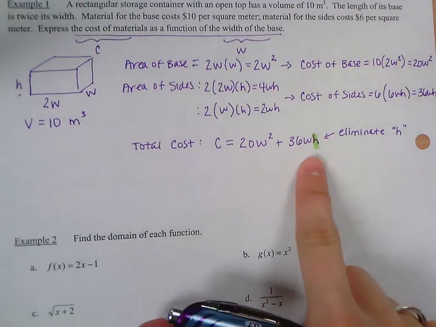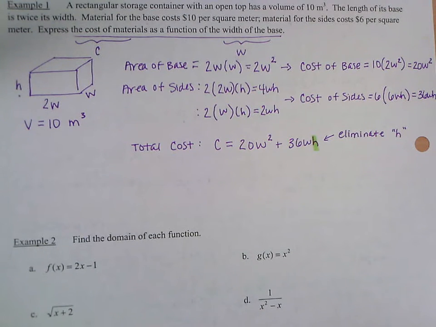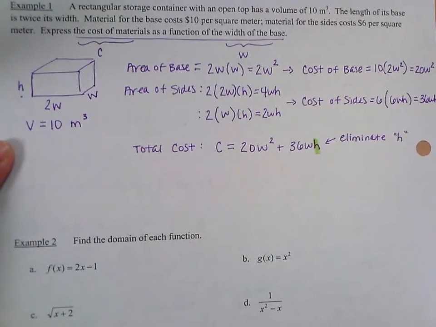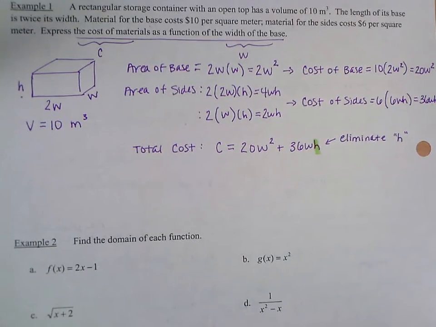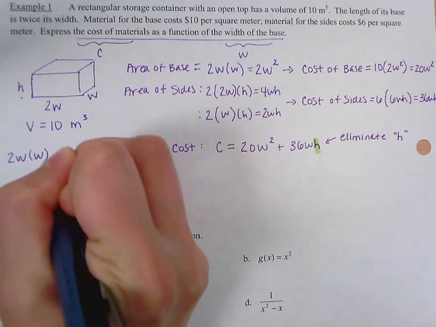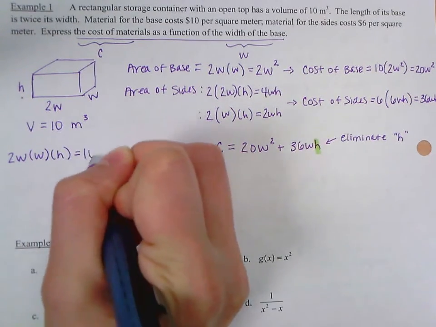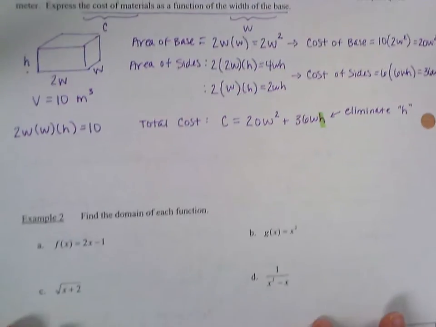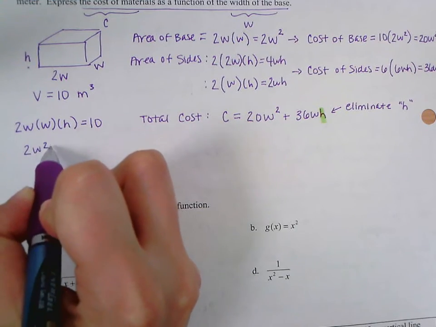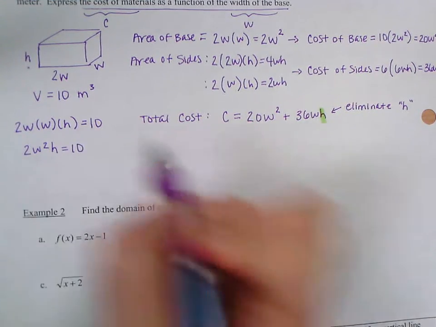So anytime you have to eliminate a variable or replace it with something, you need some other relationship that the problem gives you that you could use to make a substitution. So we can express the volume of our container with our variables W and H. Volume would be length times width times height. So I would have 2W times W times H, and that should equal the volume, which is 10. If I just simplify that, 2W squared times H is equal to 10.